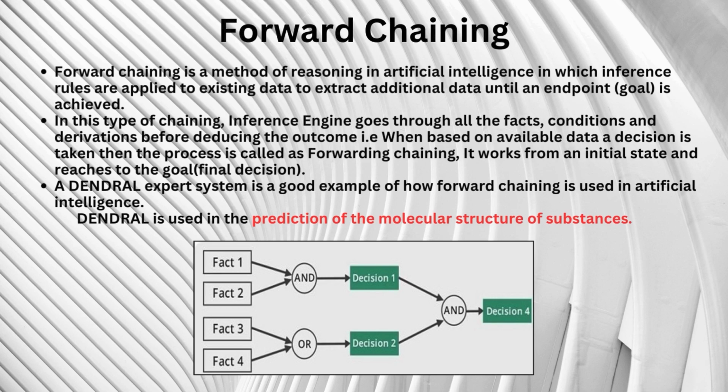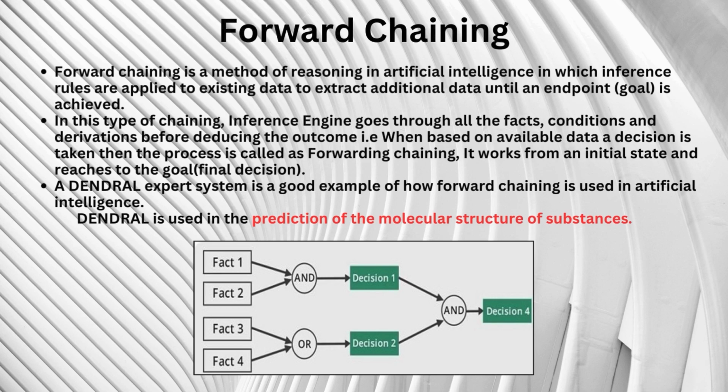The inference engine keeps applying the rules, making new connections, adding more pieces to the puzzle. This process repeats over and over again. The inference engine continues this process until it reaches a point where it can't add any more pieces to the puzzle. At this stage, it has put together enough information to see the complete picture. This is the goal or the final decision that we want to achieve.